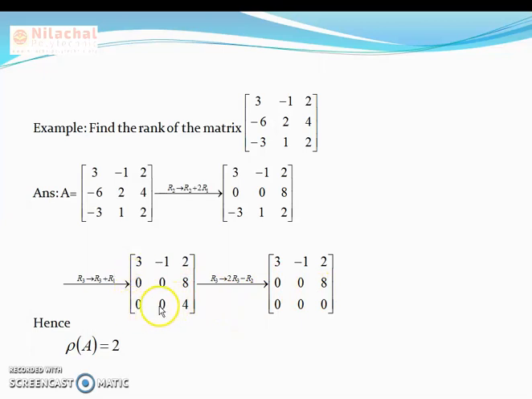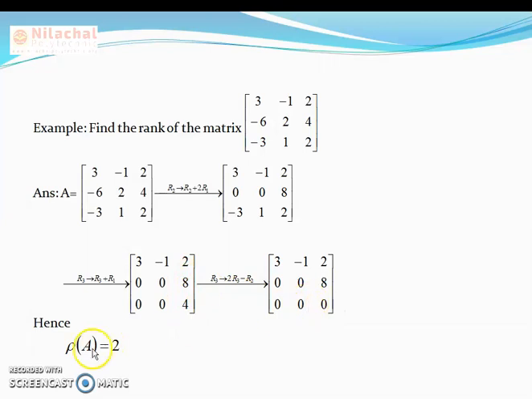Then we can see R2 and R3 both have the same values in the same positions, meaning both rows can be converted into a single row. So you see R3 changes to R3 minus R2, that means it becomes like this: 0, 3, minus 1, 2, 0, 0, 8, 0, 0, 0. We are multiplying 2 in the third row, so it becomes 8, then 8 minus 8 equals 0.